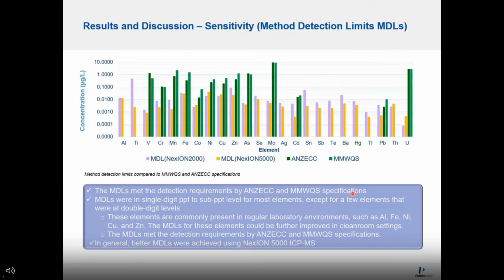In fact, method detection limits were in single digit ppt to sub ppt levels for most elements. There are a few elements that were at double digit levels, but they are commonly present in regular laboratory environments, such as aluminum, iron, nickel, copper, and zinc. Now, if you look at the orange bar, those are the detection limits for the 5000. They are much lower compared to the light purple that is from the NexION 2000.